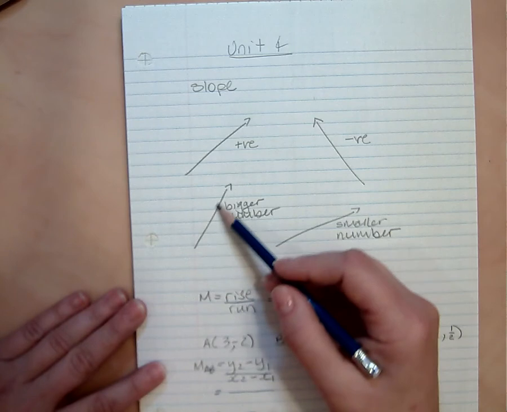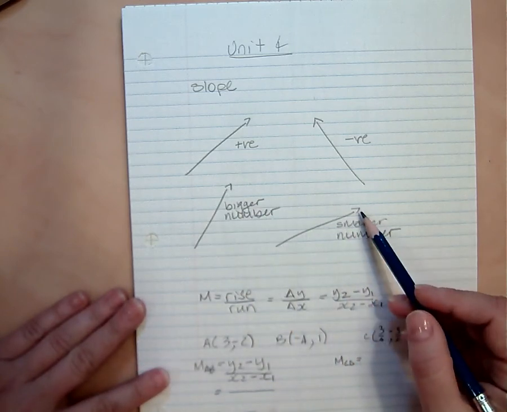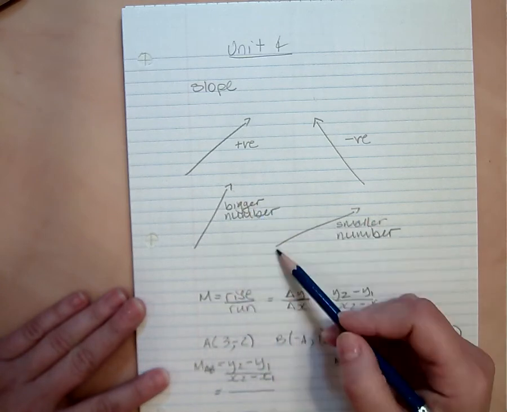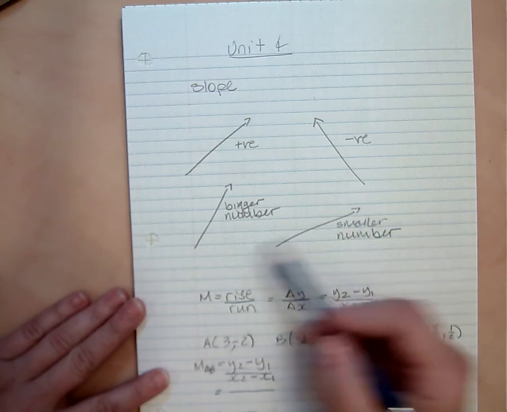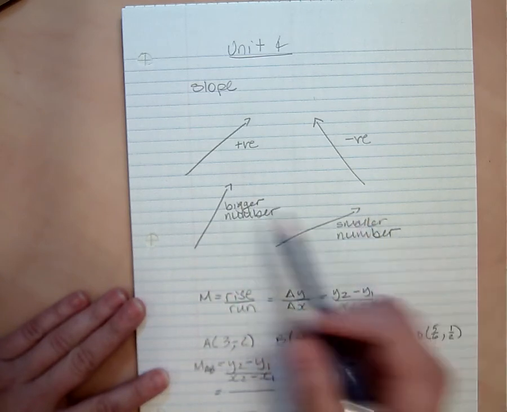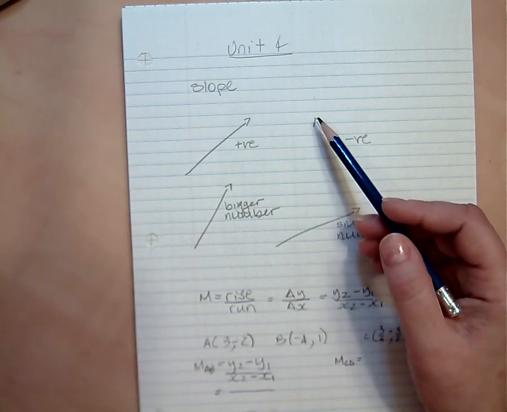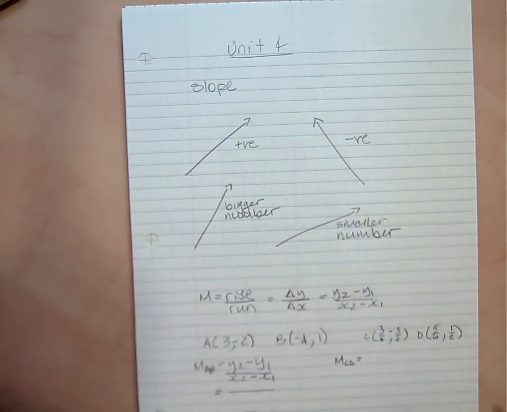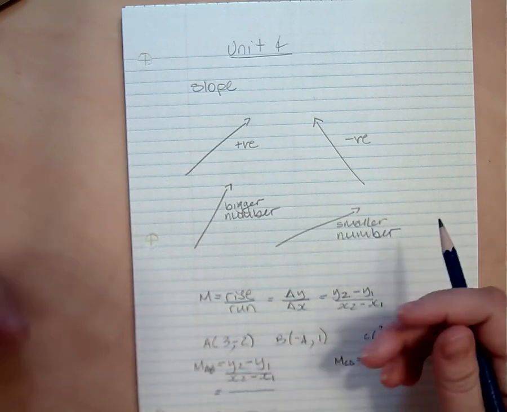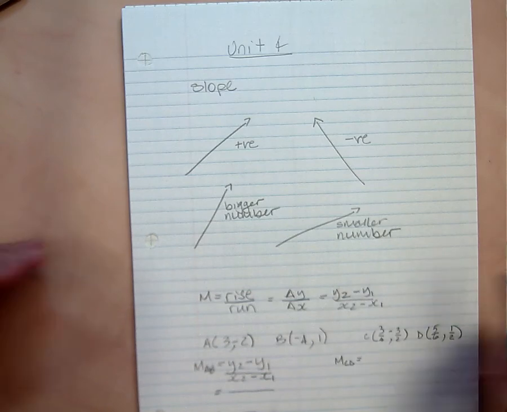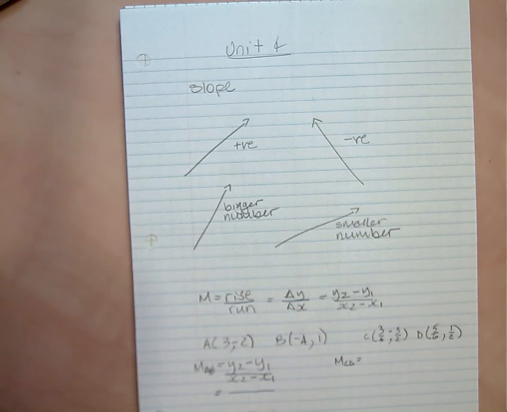So this, let's say, has a slope of 4, and this has a slope of, let's say, a half. 4 is bigger than a half. Steeper or less steep means a bigger number or a smaller number. Up to the right is positive numbers, up to the left is negative numbers. So, like with so many other things in math, positive and negative don't mean big or small, they mean direction. Okay, this is up to the right, positive direction. This is up to the left, negative direction.